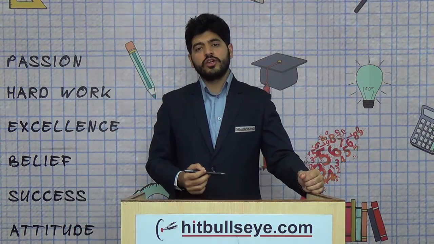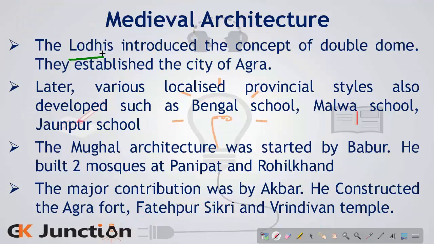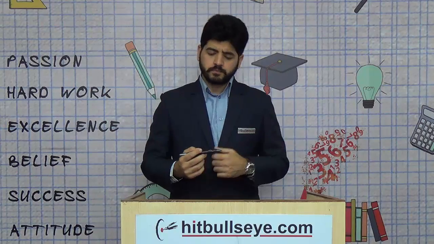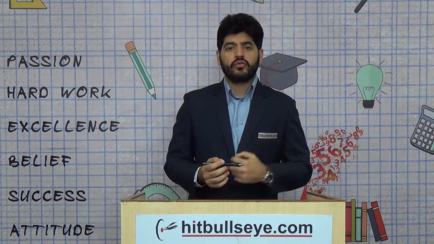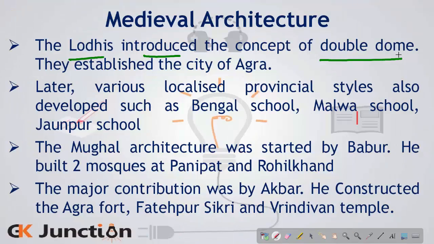The important leaders of the Lodhis being Bahlol Lodhi, Sikandar Lodhi, and Ibrahim Lodhi. So they introduced the concept of double dome into the country. In the double dome concept, what they would do is they would build domes of two different materials or two different bricks into a single dome. And they also established the city of Agra, which was one of the most important architectural contribution for the Indian history. After that, various localized provinces or localized styles came into being, such as Bengal area had developed its own style of architecture called the Bengal school.